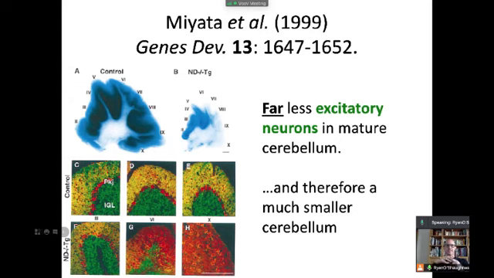And in this other paper, where we see this transgenic being used, this knockdown in the presence of insulin, strangely enough, we get far fewer excitatory neurons in the mature cerebellum, and therefore a much smaller cerebellum. So this gene is important in specifying not only pancreatic fate, but also cerebellar fate.